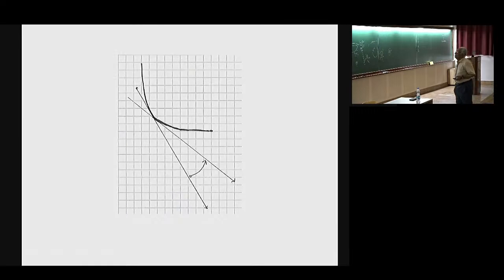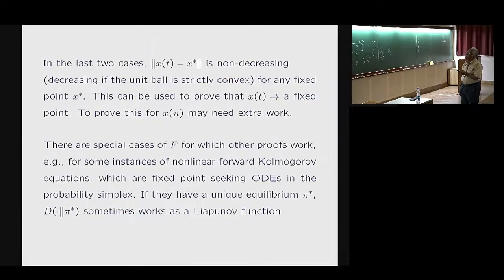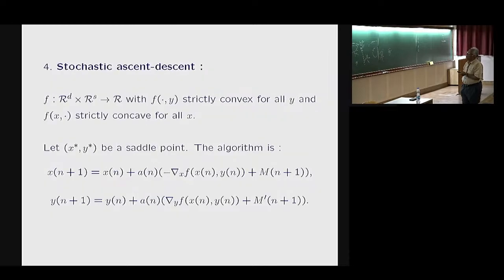If it's not differentiable, then you can use this cone called the subgradient and similar ideas work. This is another class. Here the ODE is x-dot equals f(x) minus x. The nonlinear Kolmogorov was also of this variety, but here I am using some other property, namely that f is a contraction: norm f(x) minus f(y) is less than or equal to alpha norm x minus y. Then one can show that norm x(t) minus x star is a Lyapunov function and it converges to the unique fixed point.